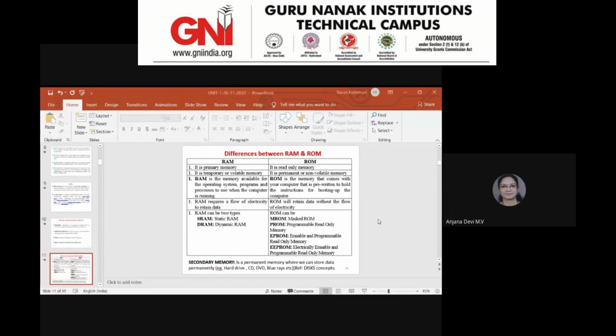Completed? Okay. So these are the differences between RAM and ROM. Now coming to the secondary memory. What are the devices, disks we are using to store the data permanently?